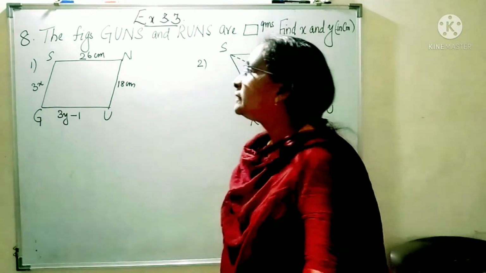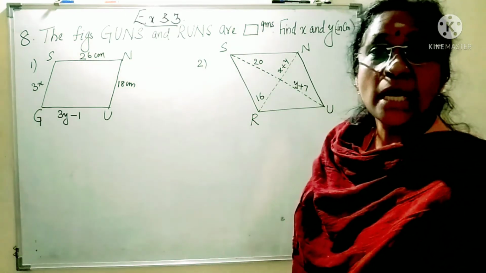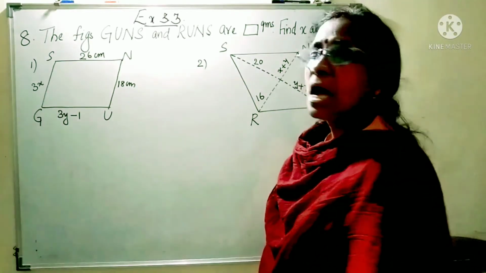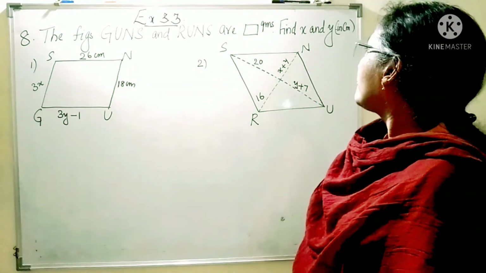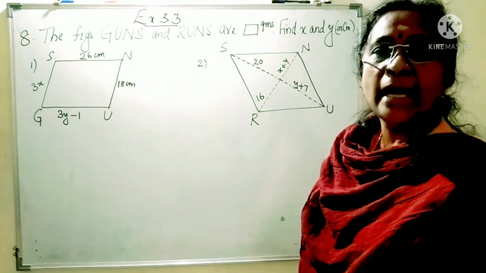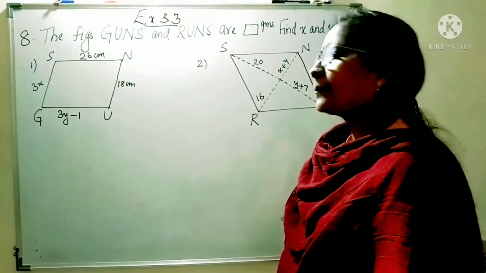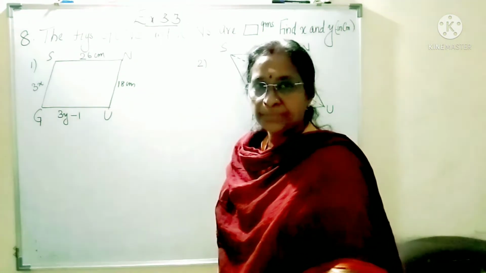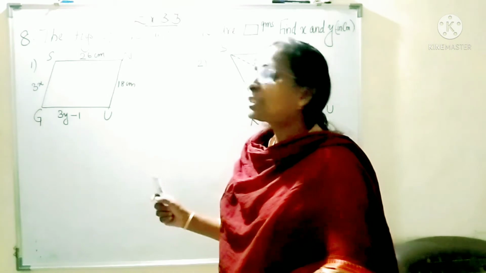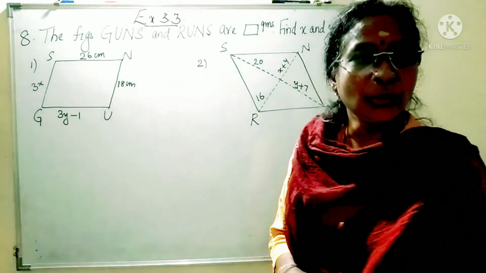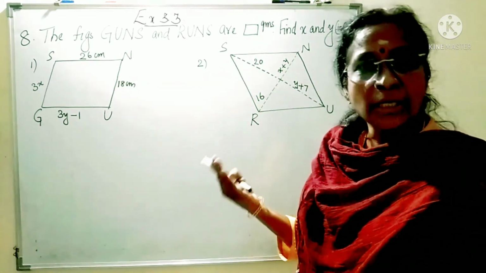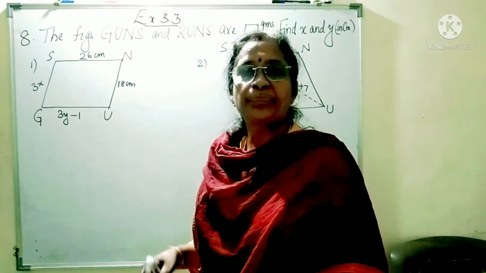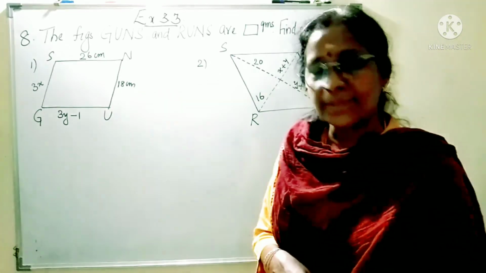Question number 8. The figures GUNS and RUNS are parallelograms. Find the value of X and Y in centimeters. So till now, whichever questions we solved, all were related to angles. Now these two questions are related to sides. So you need to think about the properties of a parallelogram which are related to sides.